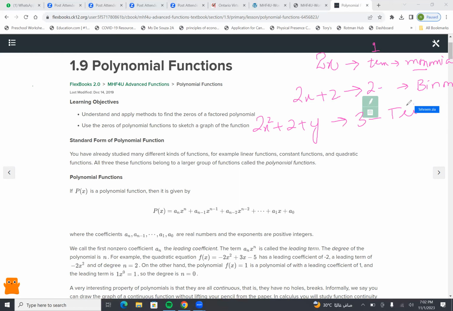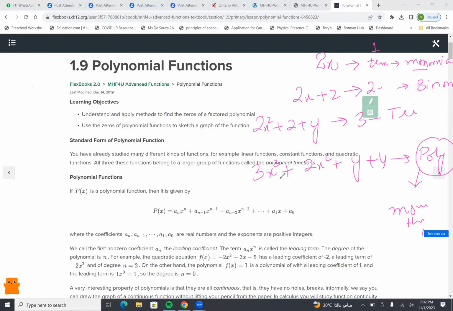So if I have 3x cubed plus 2x square plus y plus 4, how many terms? 1, 2, 3, 4. 4 terms. So what is it called? Quadnomial or polynomial? Polynomial. Poly means many. We can have specific names for them, like quadnomial in this case, but we can suggest one single name, that is polynomial, for anything which has more than 1 term.